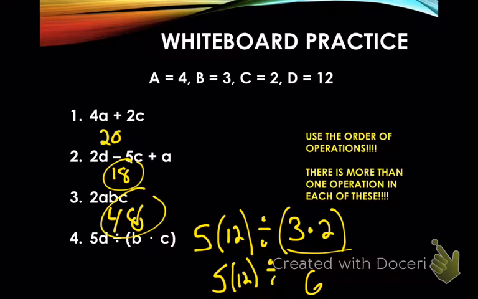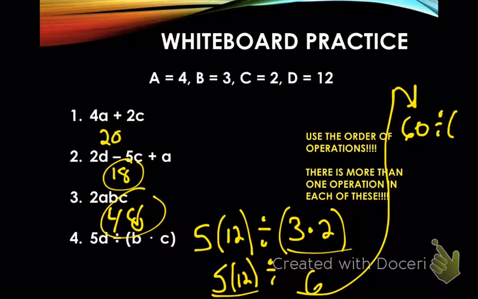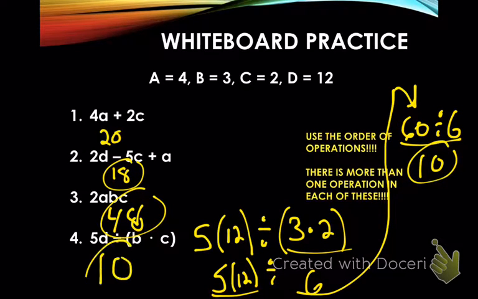What do we do next? Well, we have multiplication and division. We go left to right, so we have, and I might run out of room, so I apologize, 60. Oh, yep, going to have to do it up here. Okay, let's do right here. We're going to do 60 divided by 6, and 60 divided by 6 would give us simply 10. So your answer for that one should have been 10. Sorry, I ran out of room.